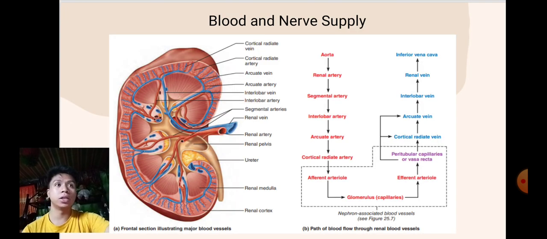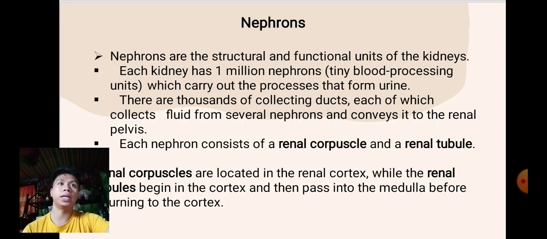Next slide. We have here the nerve and blood supply. It is just the same as the previous slide, so let's skip this one. And we have here the nephrons. When we say nephrons, these are the functional units of the kidney.